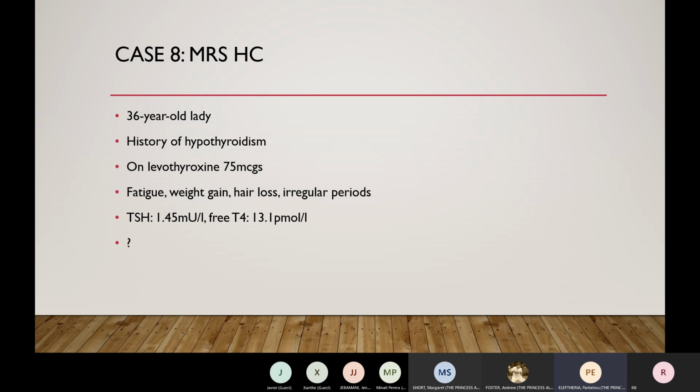I think that's the last case. So this is Mrs. H.C. She's a 36-year-old lady. She has a history of hypothyroidism. She's treated on an appropriate dose, but she's still having symptoms suggestive of hypothyroidism. TSH is exactly where it should be, 1.45. T4 is, again, as you would expect it, 13.1. Why is she symptomatic?